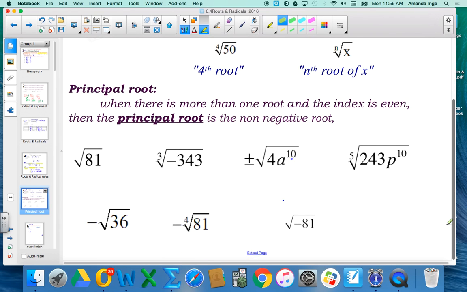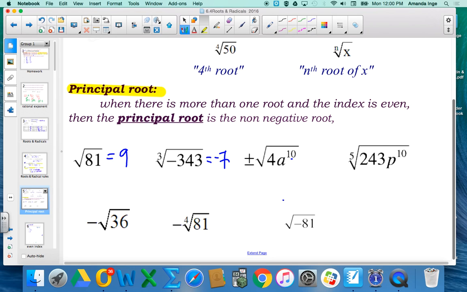The principal root is when there is more than one root and the index is even, then the principal root is a non-negative number. So the square root of 81 is equal to 9. The cube root of negative 343 is equal to negative 7.